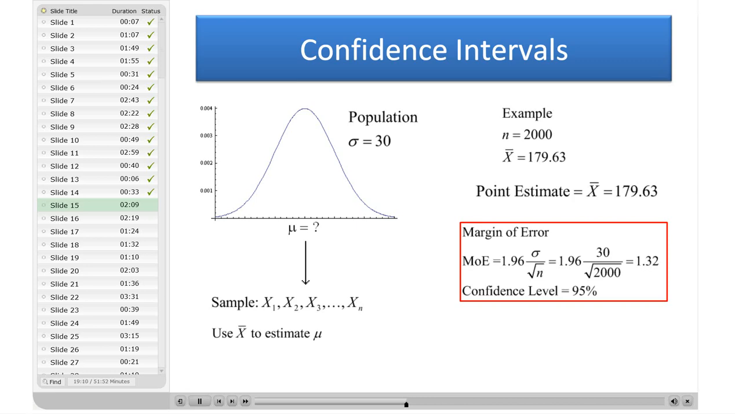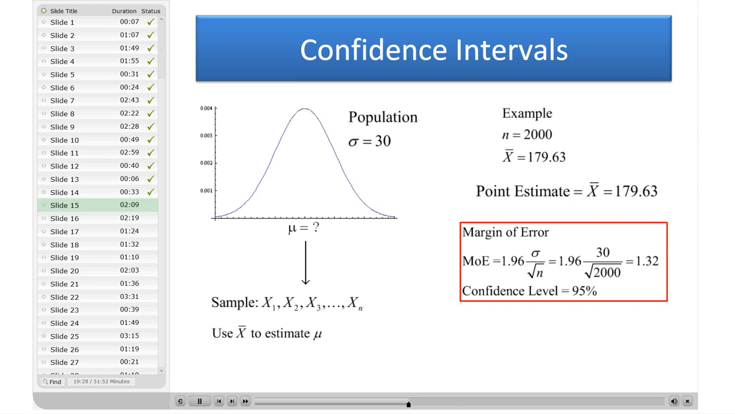And this leads to the concept of margin of error. So margin of error is about how far you think your estimate is from the true value. And our abbreviation for margin of error is going to be MOE. So the margin of error is equal to 1.96 times sigma divided by the square root of n.